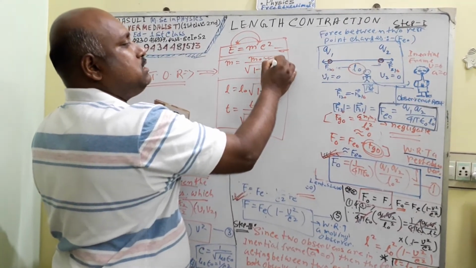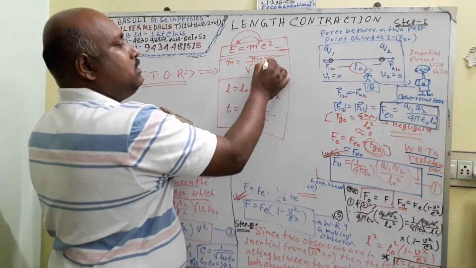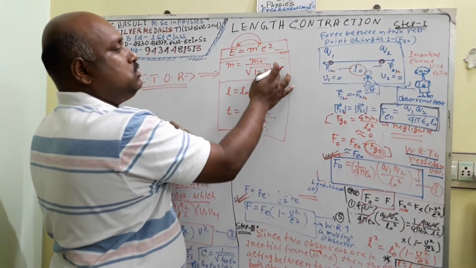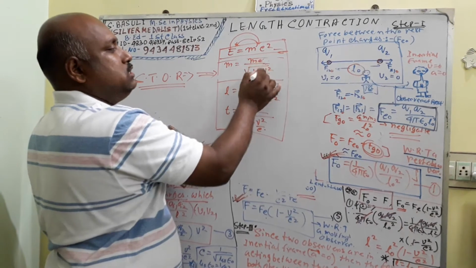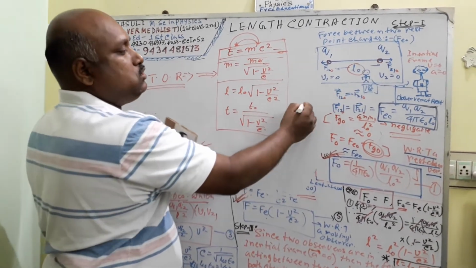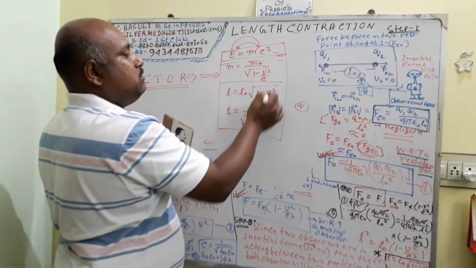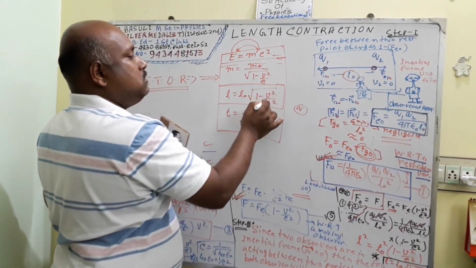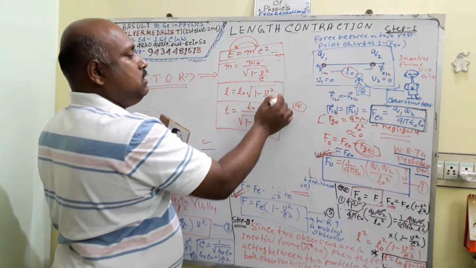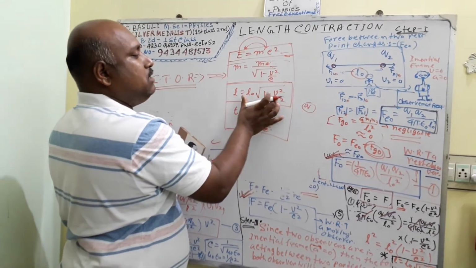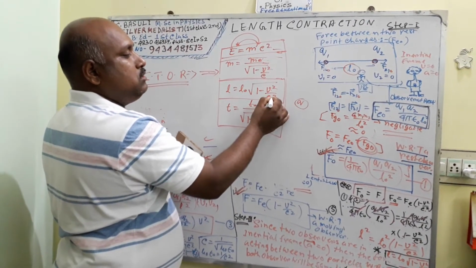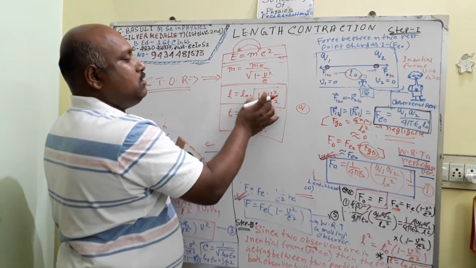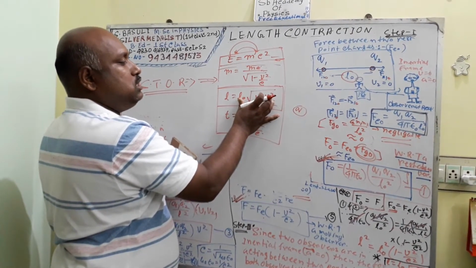This is the rest mass. This is the moving mass. When a charged particle in a body is in motion, its mass may change, but the nature of charge is invariant. Mass may vary. This is the length contraction formula. The length of the body changes with respect to velocity. As v increases, the length of the body decreases. When v becomes c, the length of the body tends to 0.